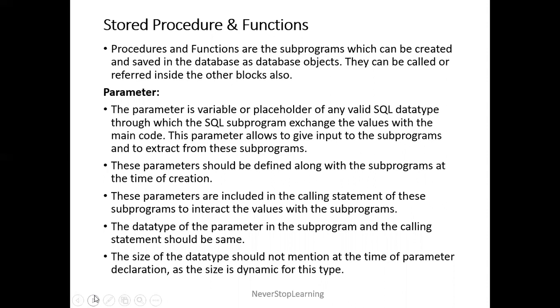These parameters are included in the calling statement of the subprogram to interact the values with the subprogram. And whenever we are calling the subprogram, there also we will be needing these parameters. The data type of the parameter in the subprogram and the calling statement should be the same. So all these are the very basic points. Whenever we use function programming, we do this because if I want to perform an operation on integer type parameters, now when I'm calling the value, when I am fetching the value, for holding the value which is coming from that particular function block, again I need the same data type, an integer type parameter, to hold that value.